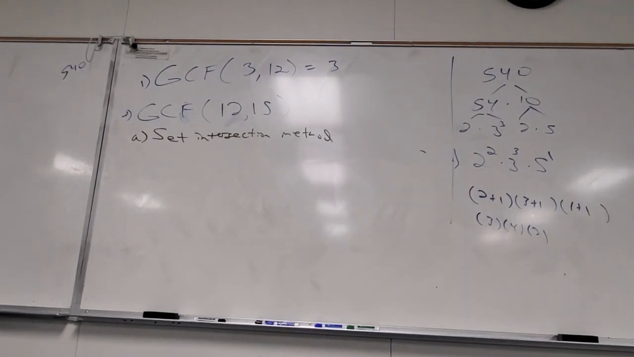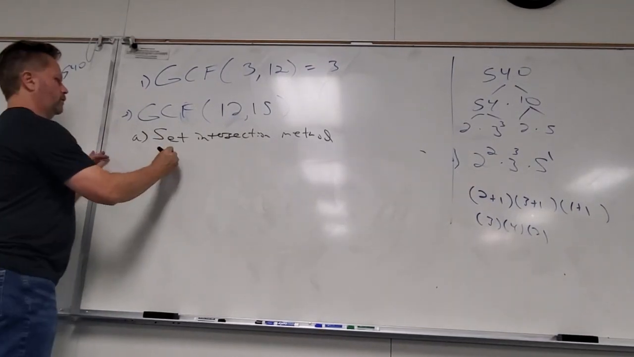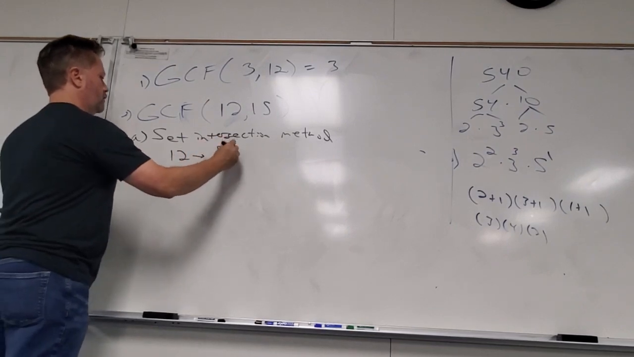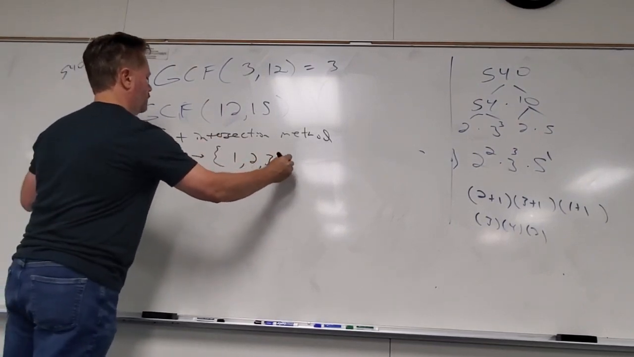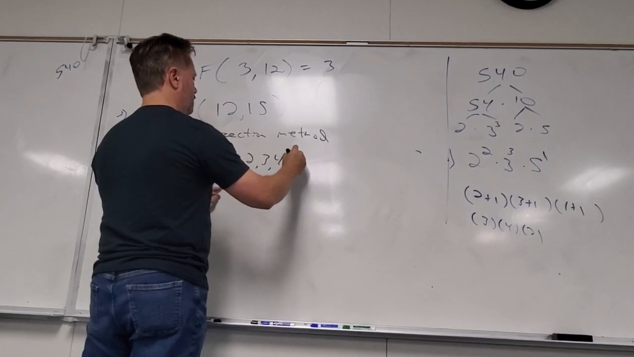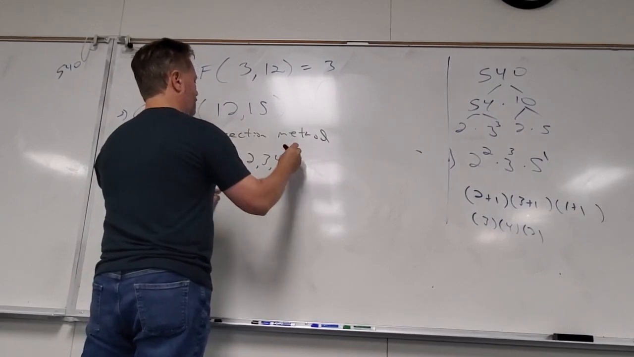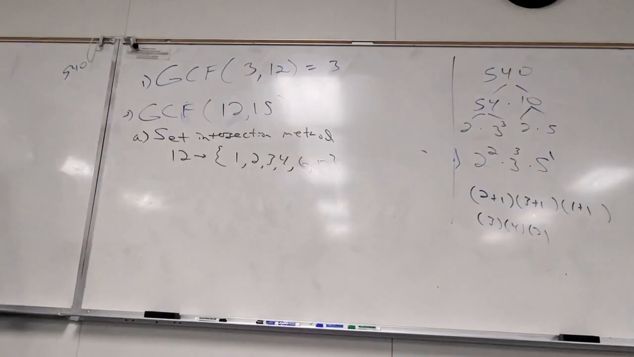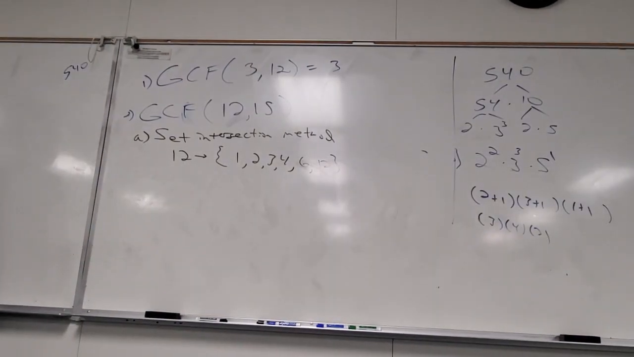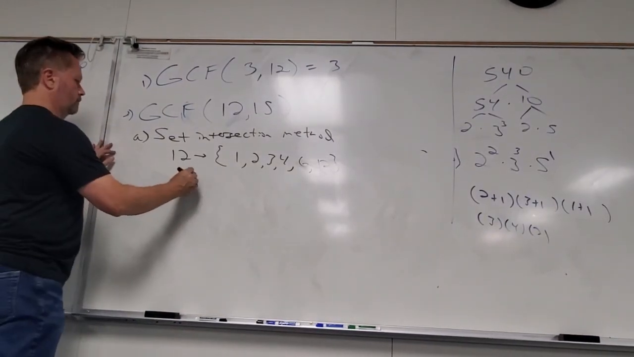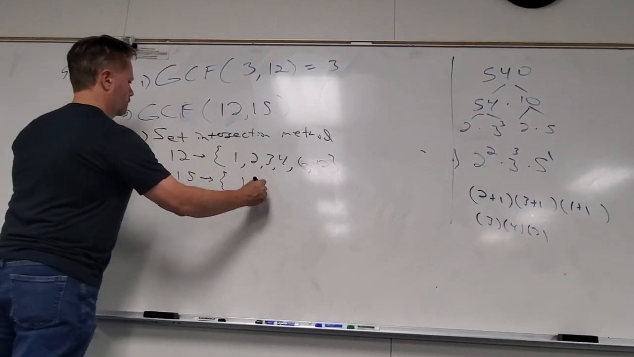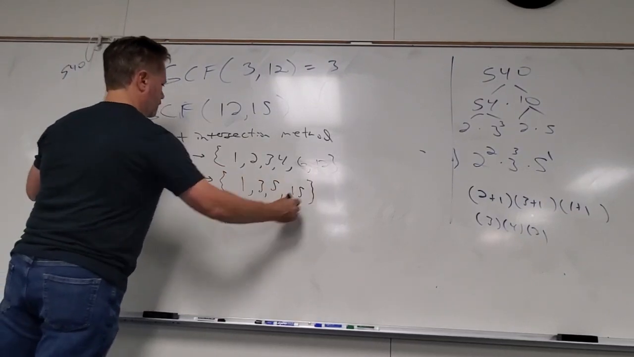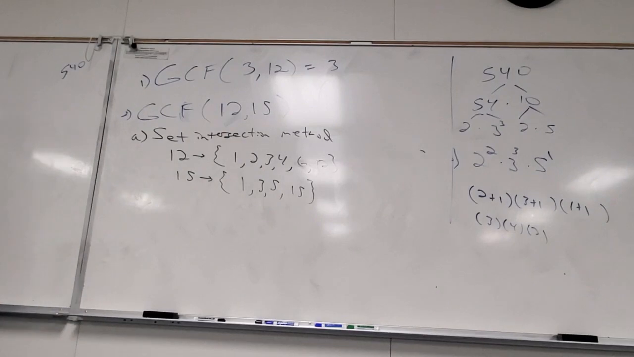So here's how this works. We're basically going to do what we did earlier. We're going to make a set of all of the factors of 12, there it is, and all the factors of 15. Gotta love 15, thank you, 15.